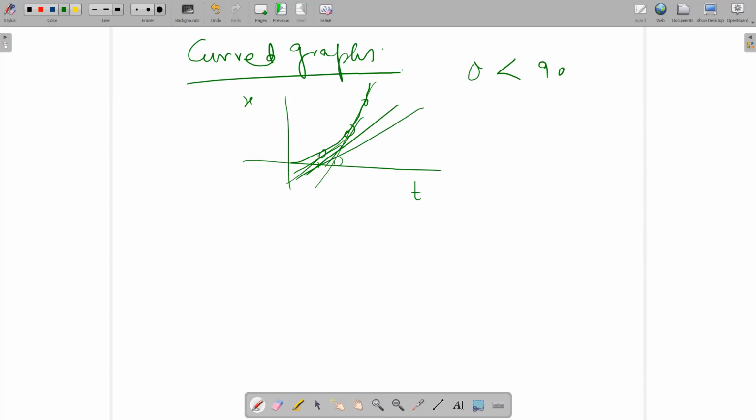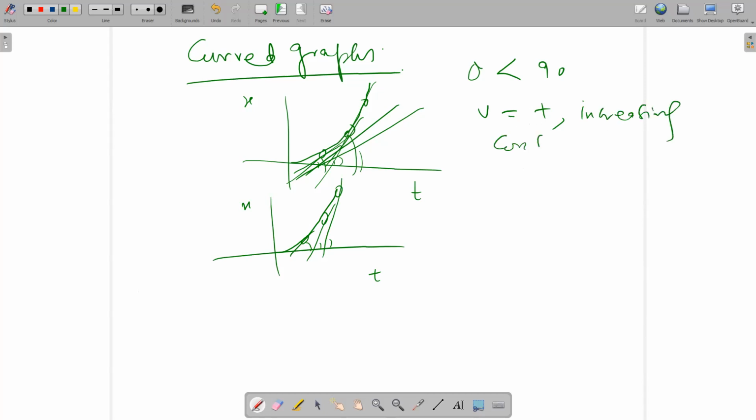So it is less than 90, so V is positive. And is theta decreasing or increasing? I make it again. If I put it here, then here, then here, the theta is increasing. Theta is increasing. And remember here, you will say that it is positive and increasing constantly.